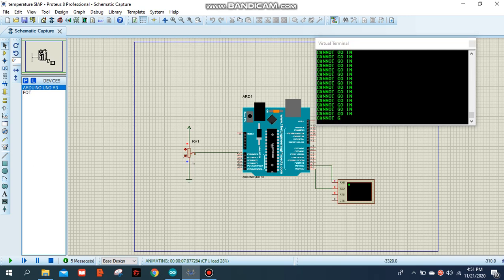So if the temperature is lower than 37, the person can come in. If the person is higher than 37, the person cannot go in. And this is if the person is lower, so the person can go in. This is with the terminal that shows can go in and cannot go in.